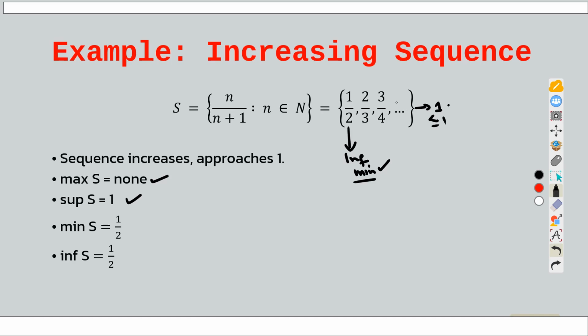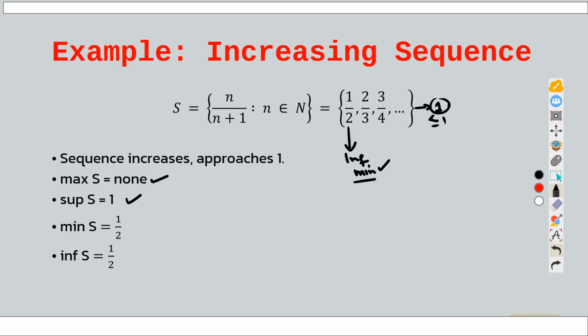Then 1, because this is approaching 1, 1 cannot be an element in this set, though 1 will become the supremum, because it will be the least upper bound. It will be one of the upper bounds, but the least upper bound. Okay, so that is about this sequence.